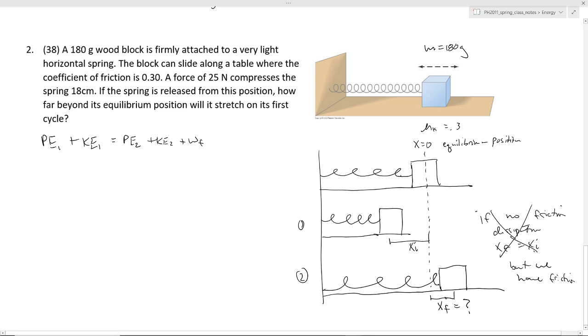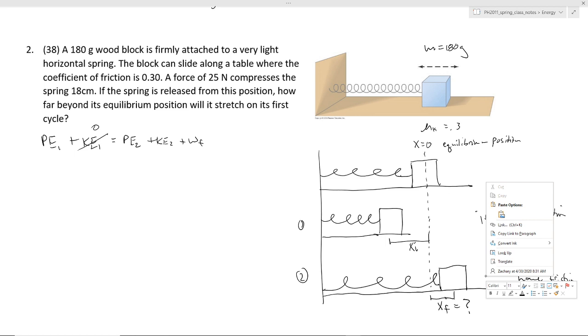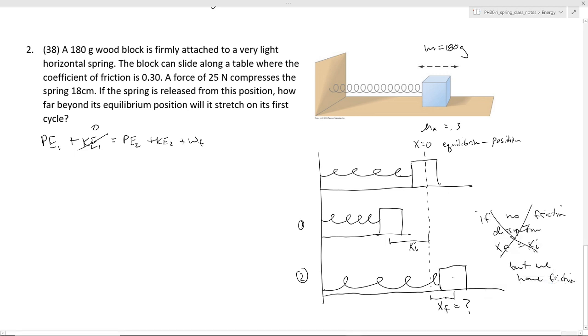So initially, we just compress the spring and then we release it. In other words, it doesn't have any velocity the moment that we release it, so there won't be any kinetic energy. And by the same token, once it gets as far as it's going to go, it comes to a stop, and so there won't be any kinetic energy at 2 either.